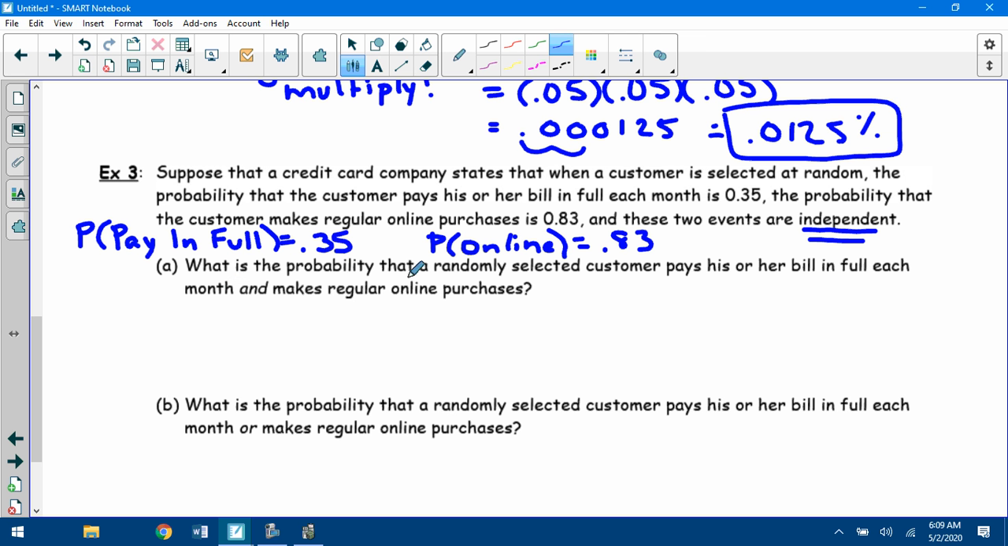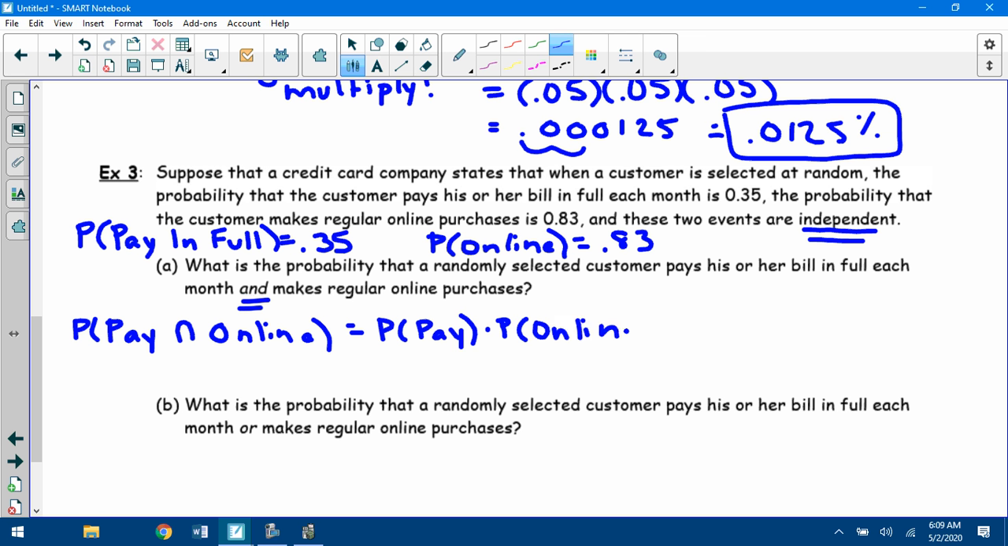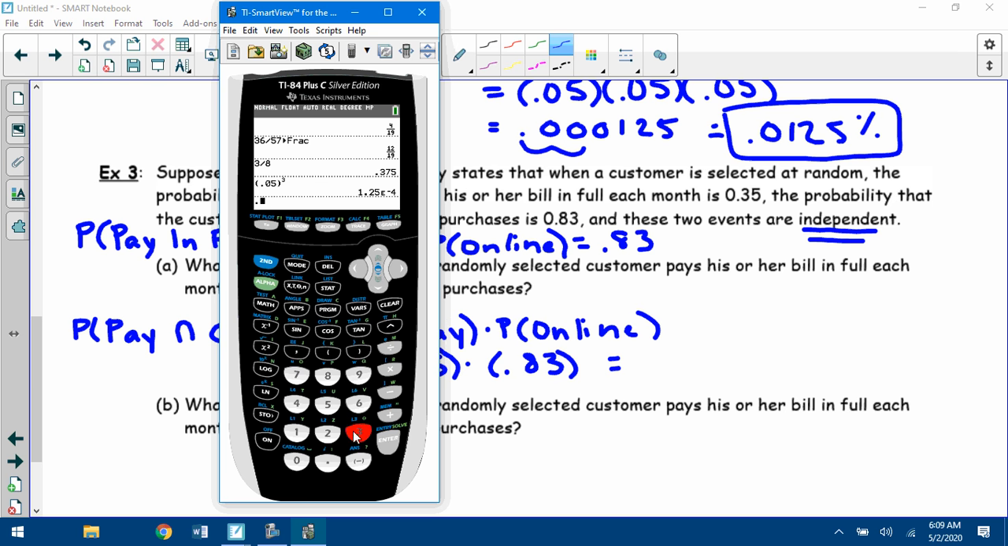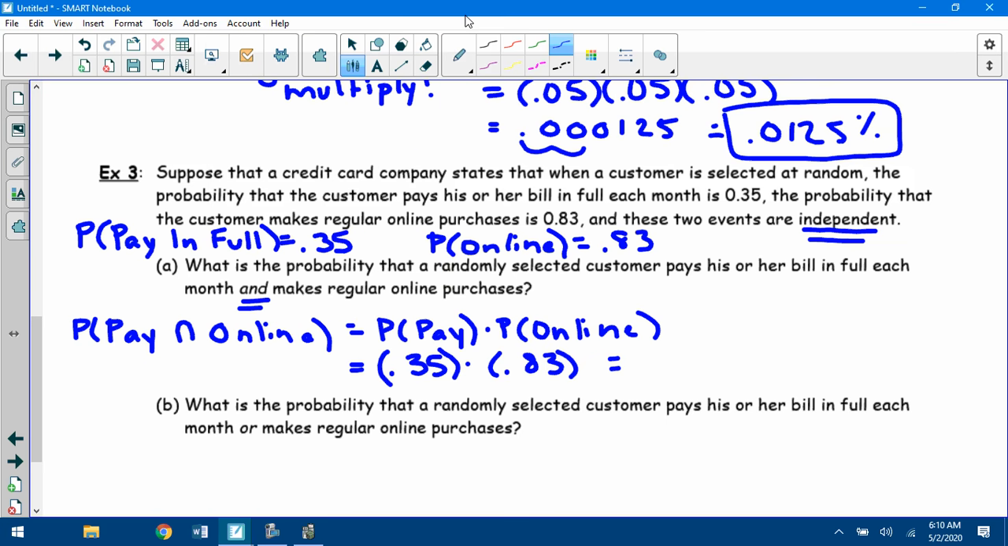Okay, what's the probability that a randomly selected customer pays his or her bill in full each month and makes regular online purchases? So this is probability that you're paying in full and making online purchases. Since they told me it was independent, what am I allowed to do? Just multiply them. So it's be the probability of pay times the probability of online. So it's 0.35 times 0.83. And if I do 0.35 times 0.83, I get 0.2905.